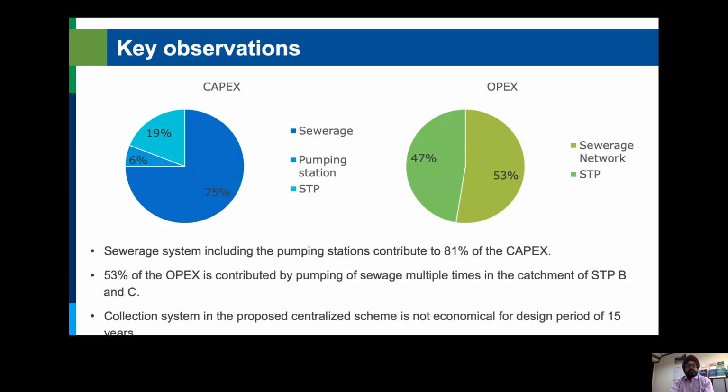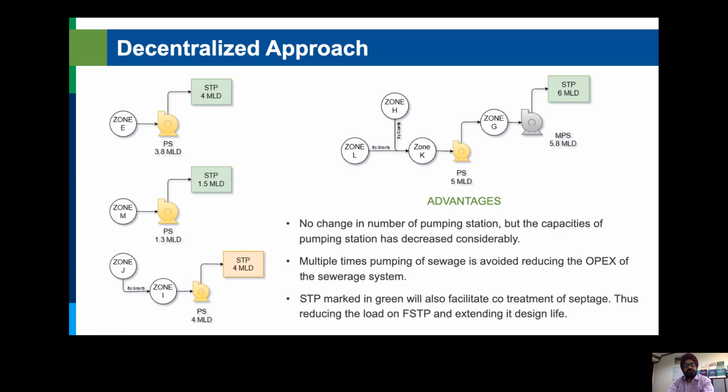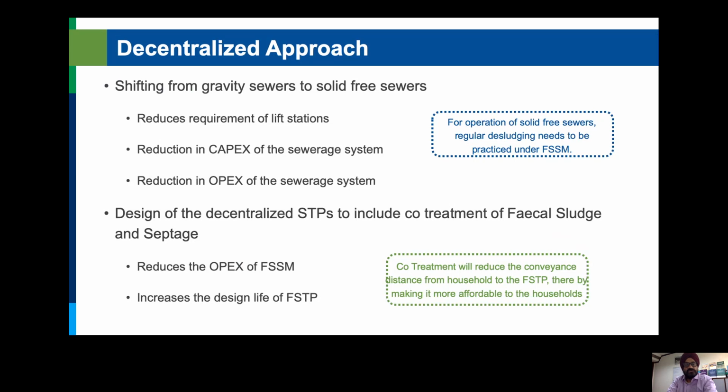So we did an analysis of what they had presented to us, and we came to the conclusion that the pumping station and the STP costs were very high. What we therefore proposed was shifting from gravity sewers to solid-free sewers in some areas, designing the STPs to include co-treatment of fecal sludge, and also setting up a fecal sludge treatment plant. So we had this kind of a three-tier approach.